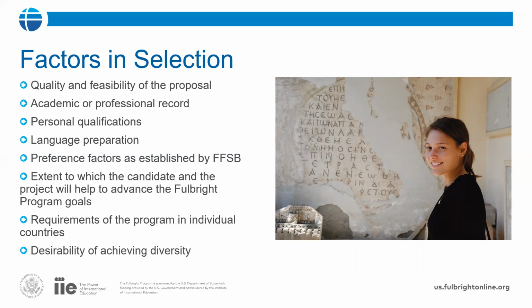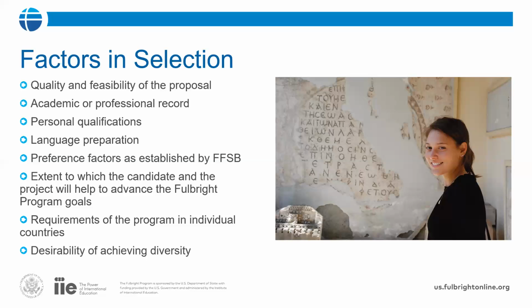They'll look at your academic or professional record. It is not at all required that you be a 4.0 student to be a Fulbright. But if you're doing a study grant, it's certainly going to help. And the quality of your academic or professional record also speaks to the feasibility of your project. Just keep that in mind.